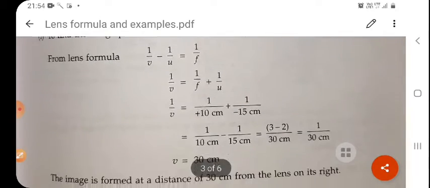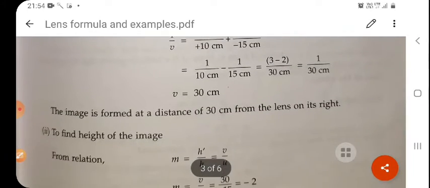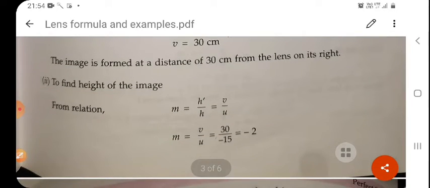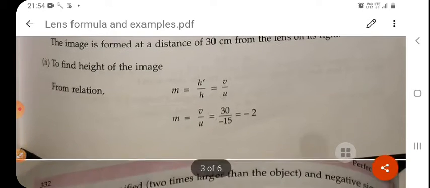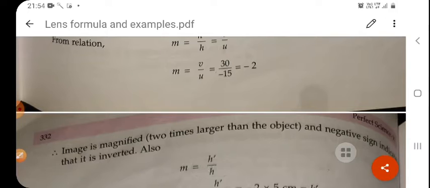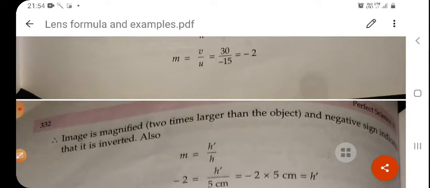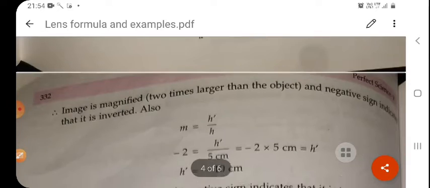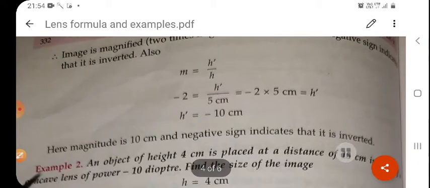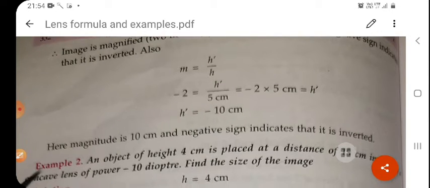We will calculate v, which comes out to be 30 cm, by using the lens formula. 30 cm shows that the image forms on the right side. Okay, and magnification is -2. If -2 is the magnification, the image will be 2 times larger than the object, and the negative sign indicates that it is inverted. So a real, inverted and magnified image is formed. Height of the image will be calculated by h dash upon h.